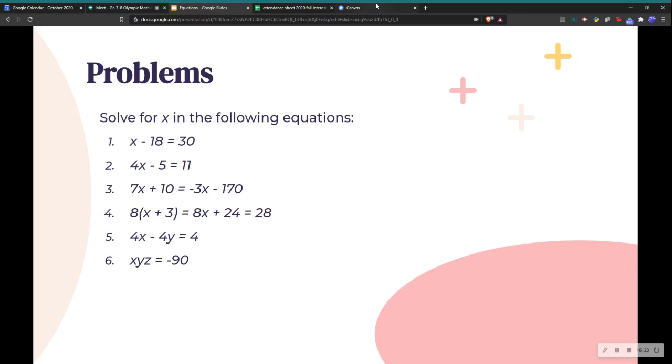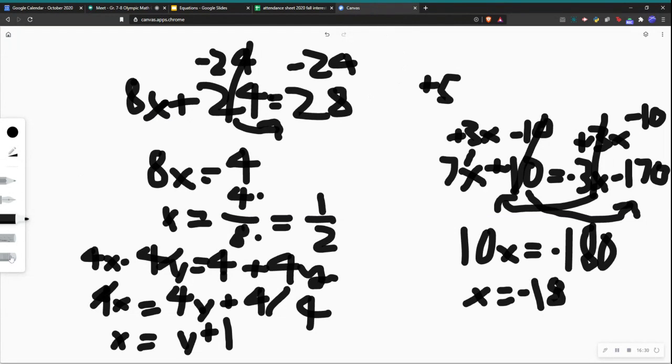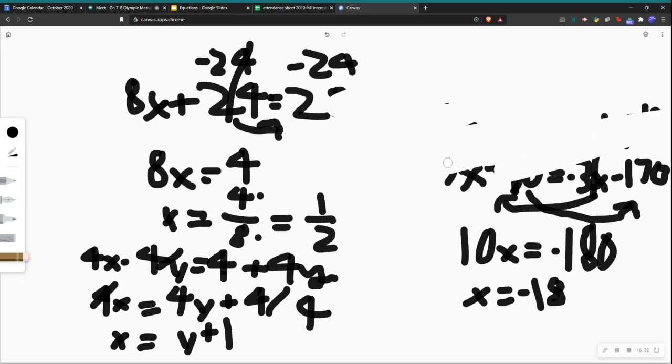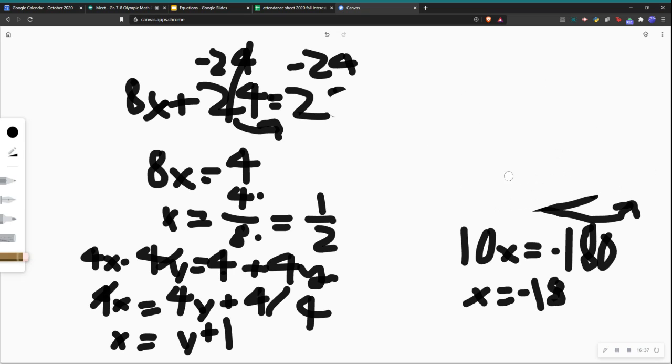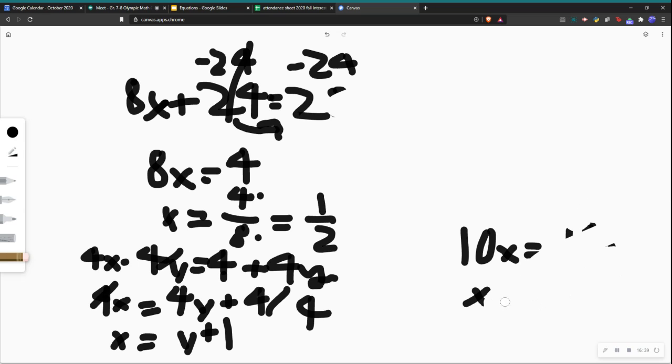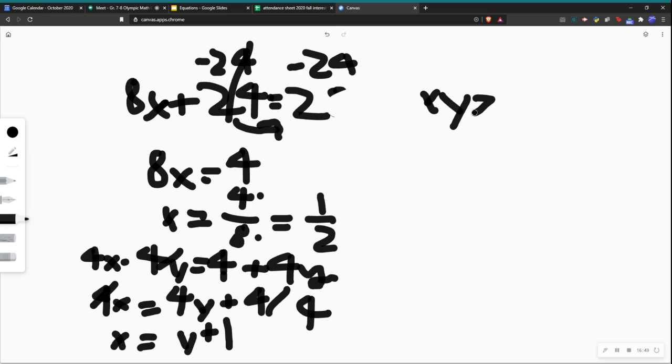Anyone have an answer for question 6? So we have x, y, z. So x times y times z is equal to negative 90. I'll write down over here. So x times y times z is equal to negative 90.